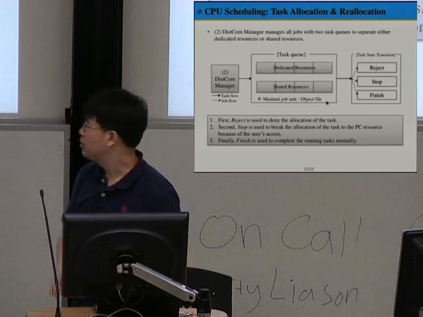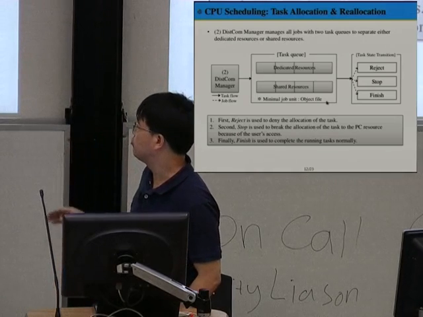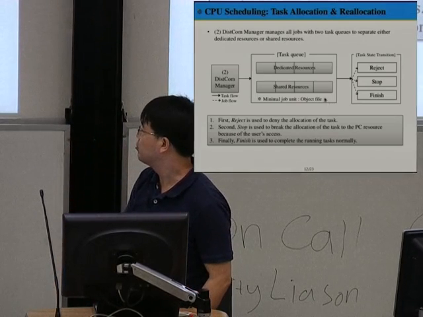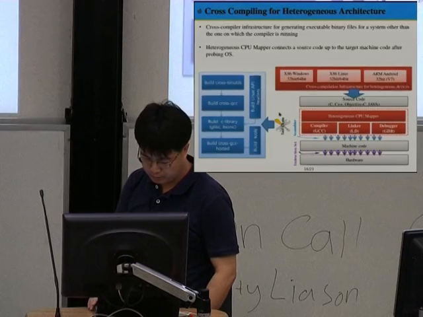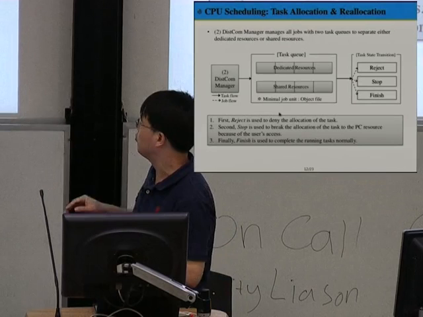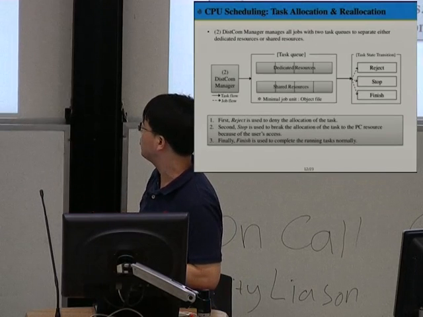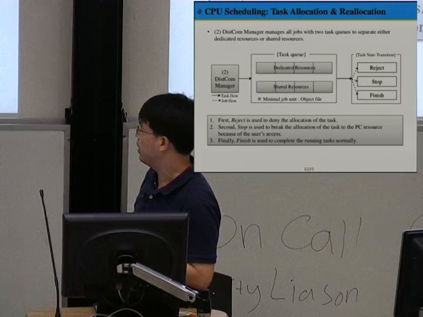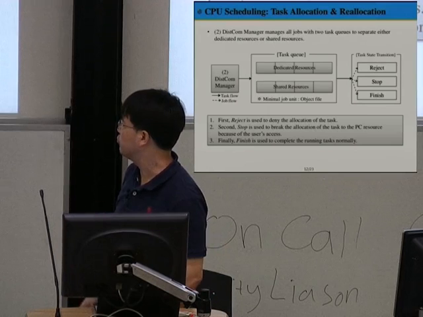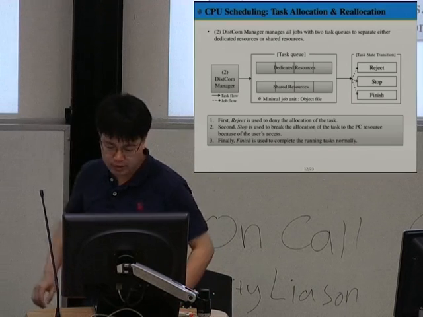The first, the reject status, is used to deny the allocation of a task. And second, the stop status is used to break the allocation of the task to the remote PC resource because the user accesses it suddenly. And finally, the finish status is used to complete the running task normally.